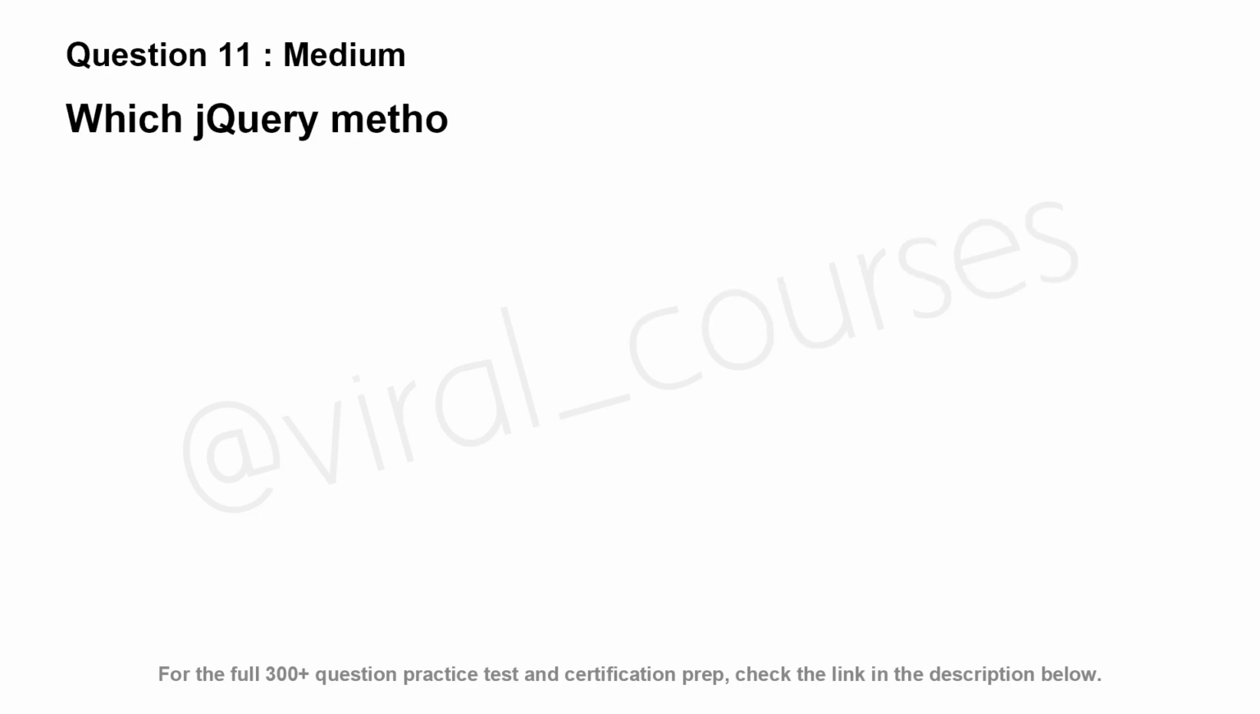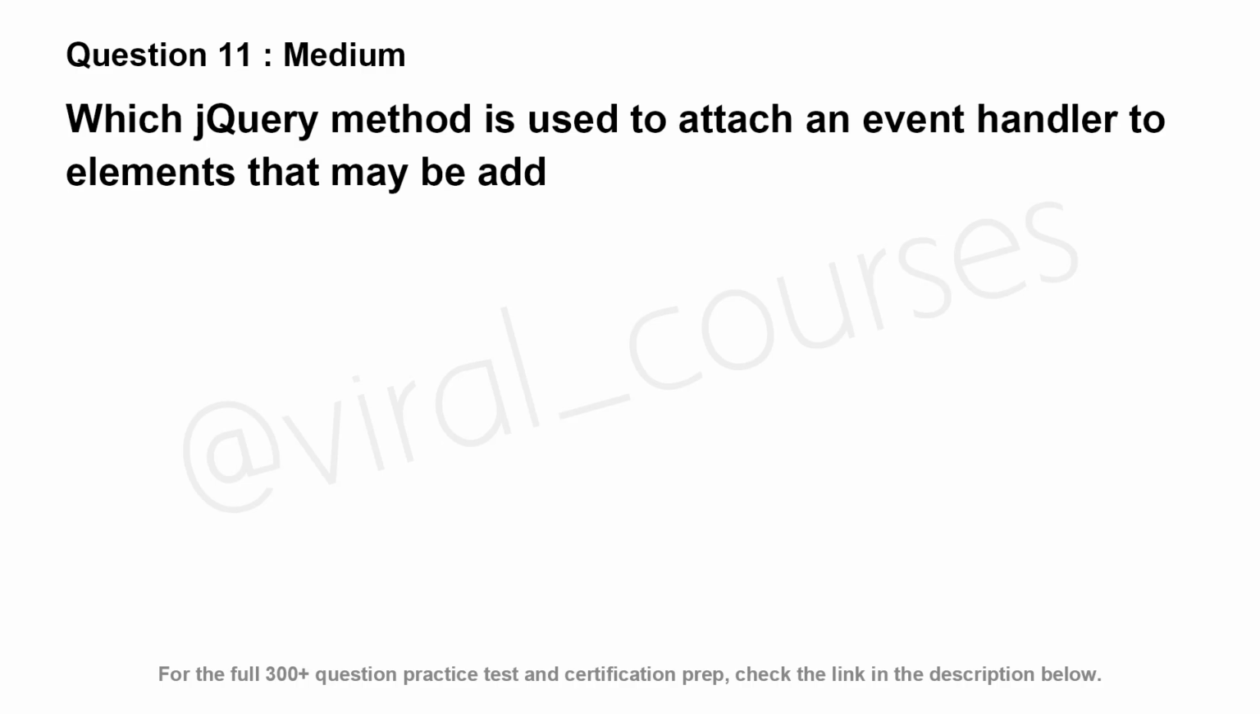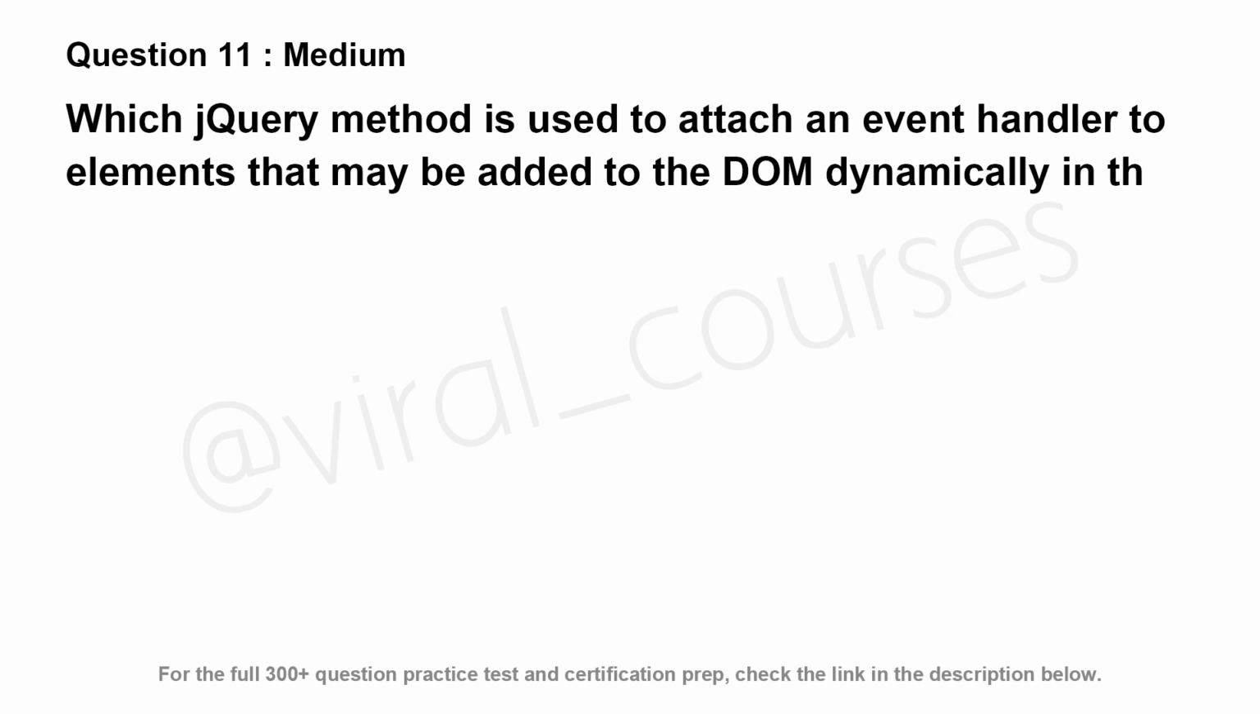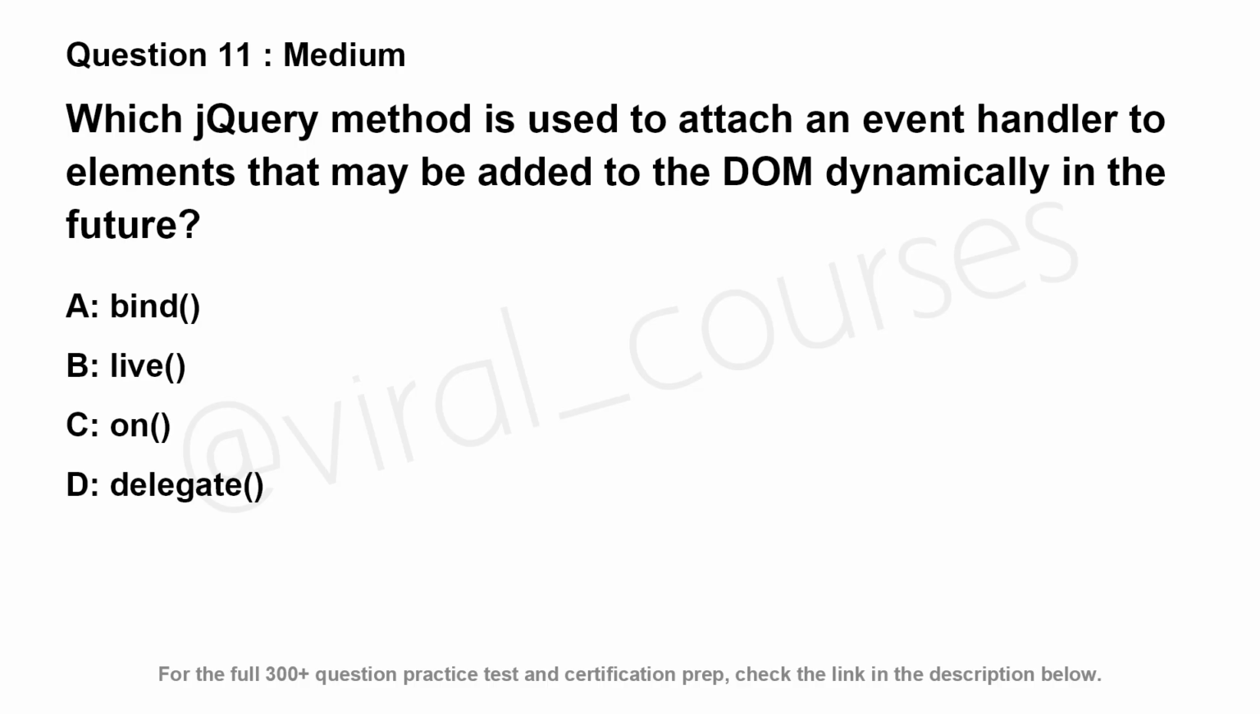Which jQuery method is used to attach an event handler to elements that may be added to the DOM dynamically in the future? Option A, bind. Option B, live. Option C, on. Option D, delegate.